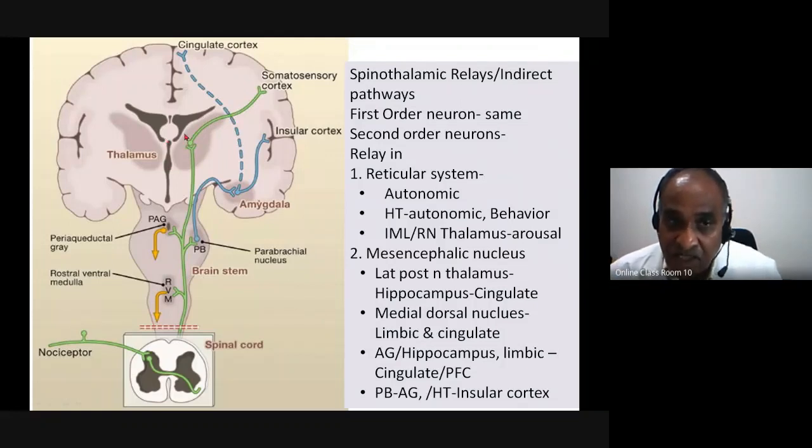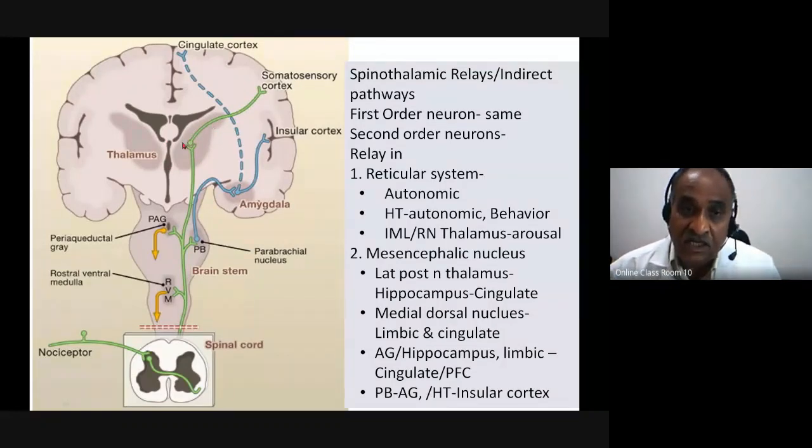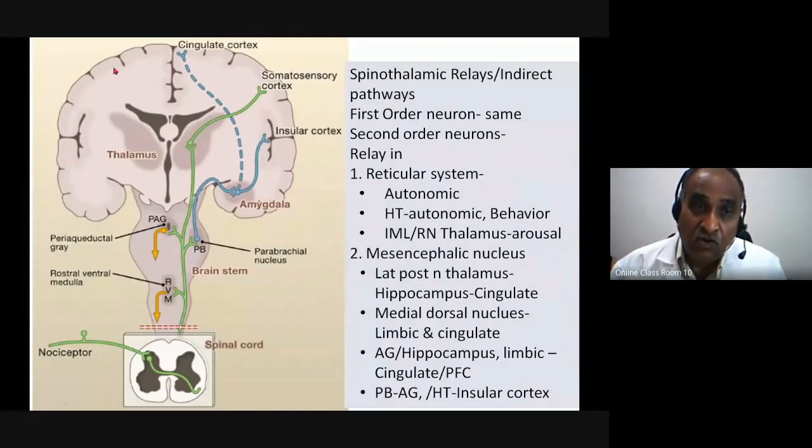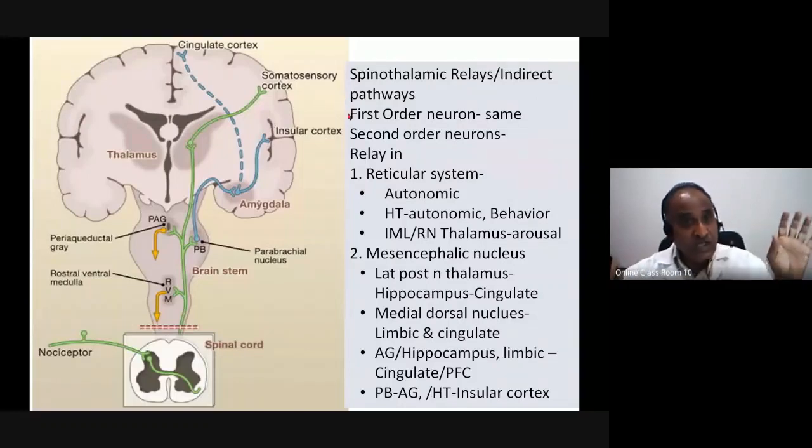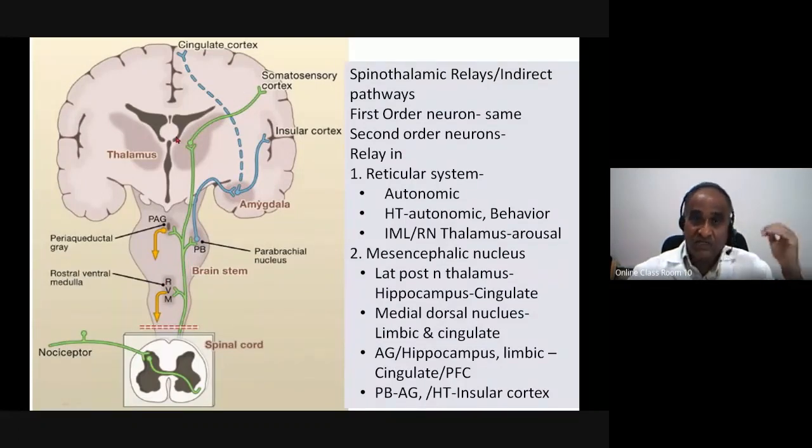And from here, the third generation of fibers originate, and they will go to the entire mantle of the cortex. So that means the reticular or internal medullary laminae fibers diverge to the entire cortical structures, and that would produce the arousal response. That is from the reticular nucleus to the thalamus and then to the cortex.